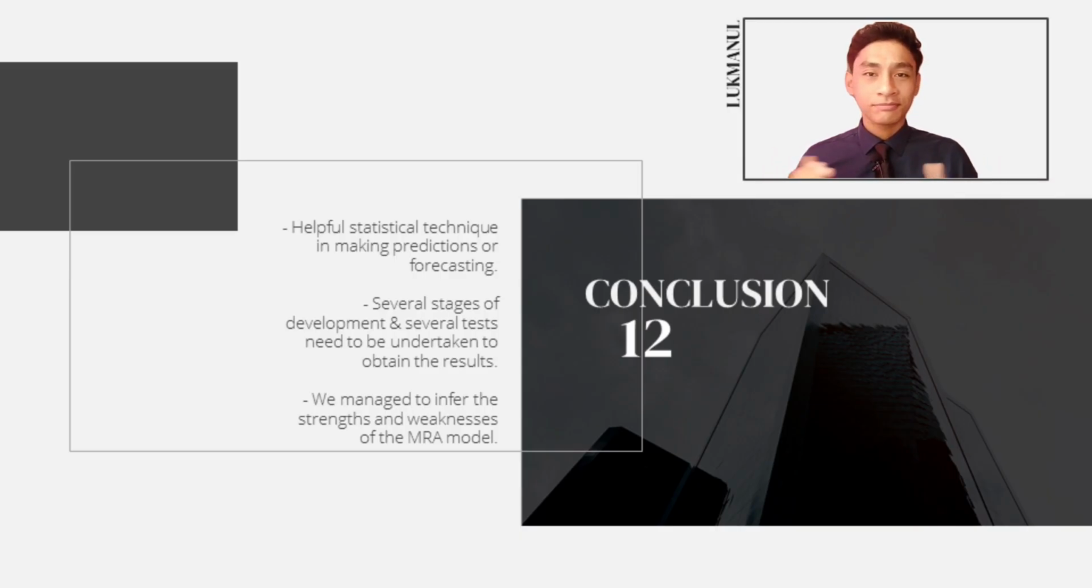And here I am again. In conclusion, MRA is a very helpful statistical technique in making predictions or forecasting. It is used to analyze the data and construct a model that shows a relationship between the dependent variable, which is house price, and all significant independent variables, which are based on the 39 comparable properties collected within our case study in Section 19 Shah Alam. Several stages of development and several tests need to be taken to make a prediction or forecast the value of house price.